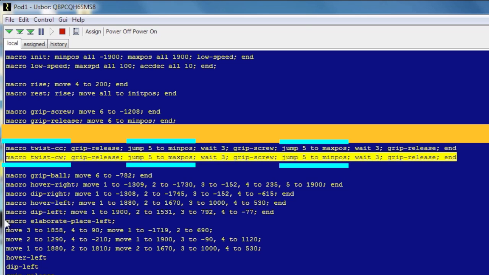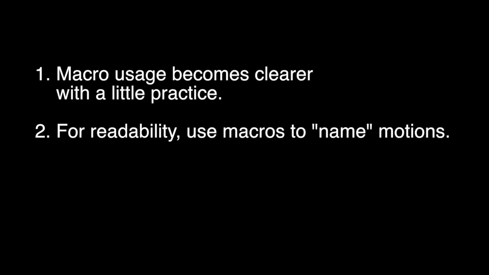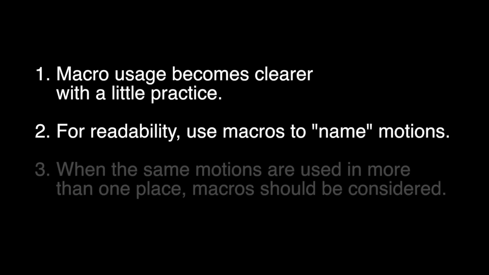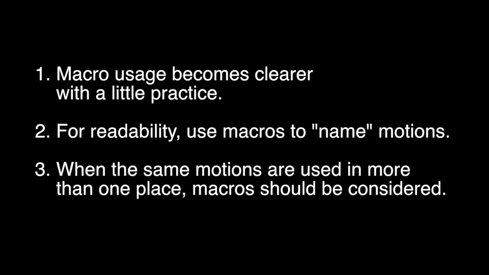Okay, it's time to wrap up, and here are the 3 lessons about macros to take with you. Macro usage becomes clearer with just a little practice. For readability, use macros to name motions. Putting names on motions helps document what the parts of your script are supposed to do. When the same motions are used in more than one place, as with the definitions of twist CC and twist CW, macros should be considered.